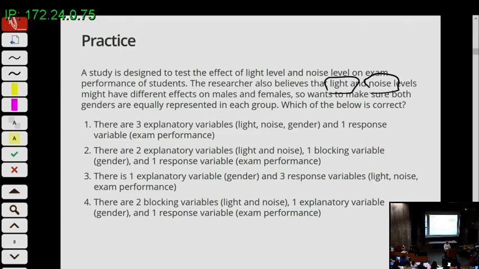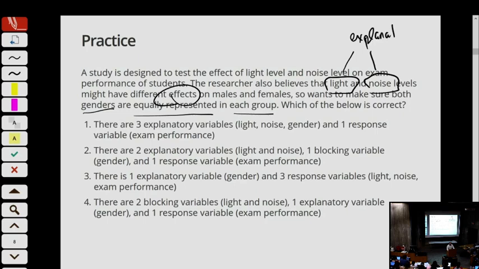So this was the thing we concluded the lecture with last time. Light and noise might have different effects on males and females. The researcher wants to make sure that both genders are equally represented within each group. So the light and the noise are clearly explanatory variables, and we're trying to determine the exam performance, and so that is the response variable.